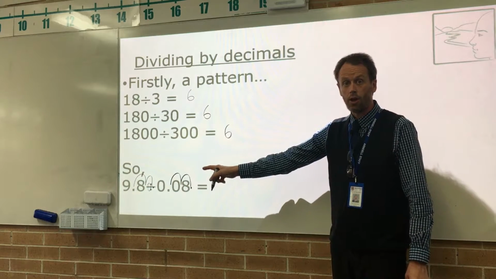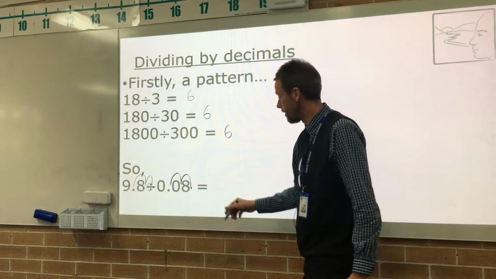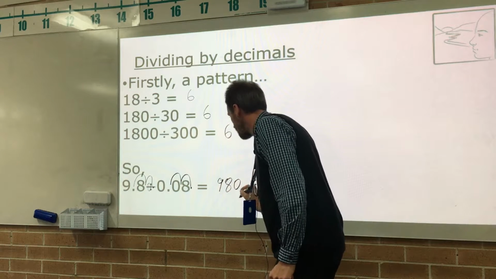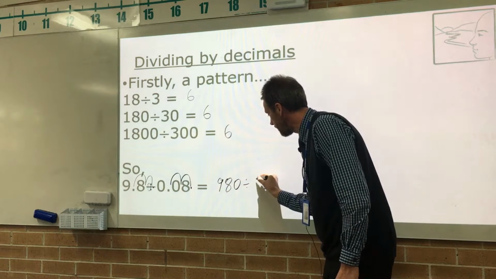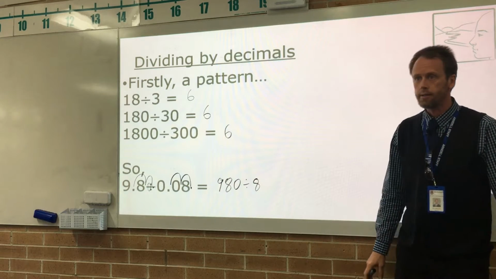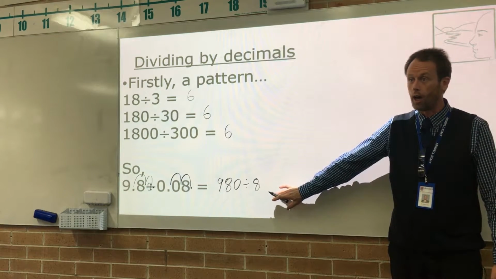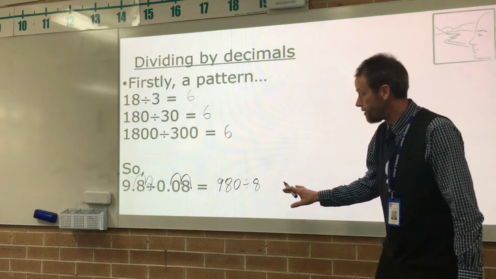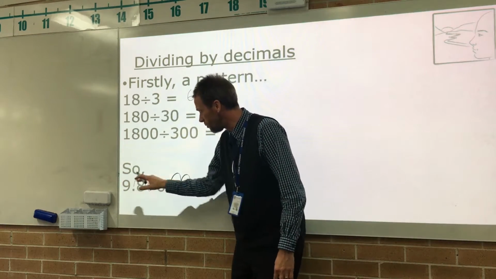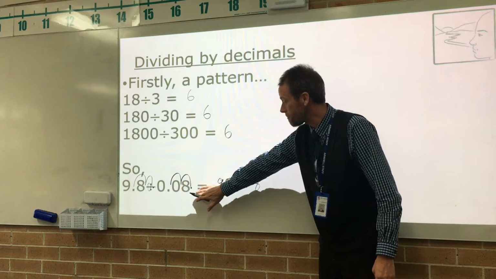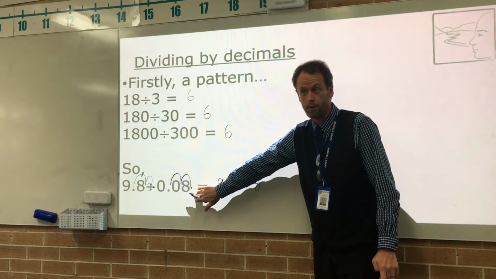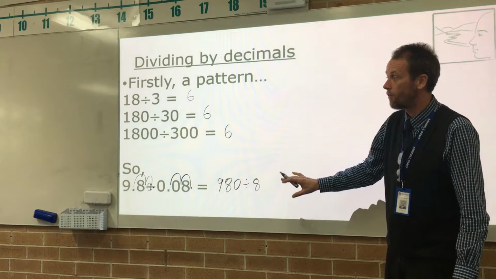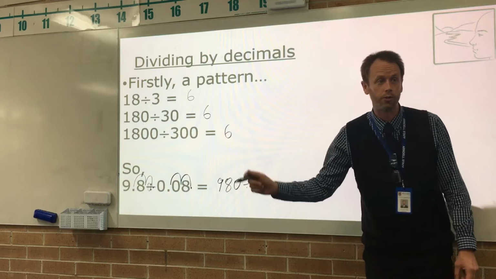And now I have a question that I can do where I'm actually doing 980 divided by 8. That's a straightforward question that hopefully we know how to do. We did those yesterday. And you can now do it. Even if the decimal was longer, if I'm dividing by a whole number, my question has become straightforward. So we can do that when we come to dividing by decimals.